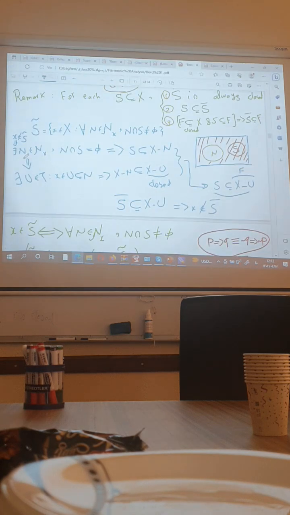If X does not belong to S bar, we have this, because of S tilde.